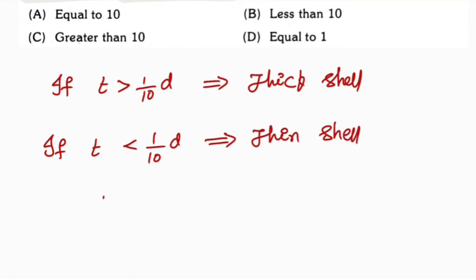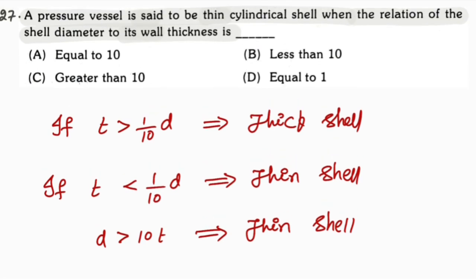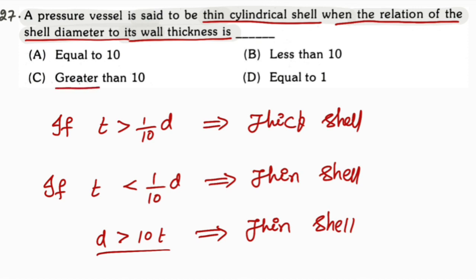From this I can say that for thin cylindrical shell, D is greater than 10 times the thickness. Now let us read the problem once again. A pressure vessel is said to be a thin cylindrical shell when the relation of the shell diameter to its wall thickness is: diameter is greater than 10 times the thickness. So option C is absolutely correct.